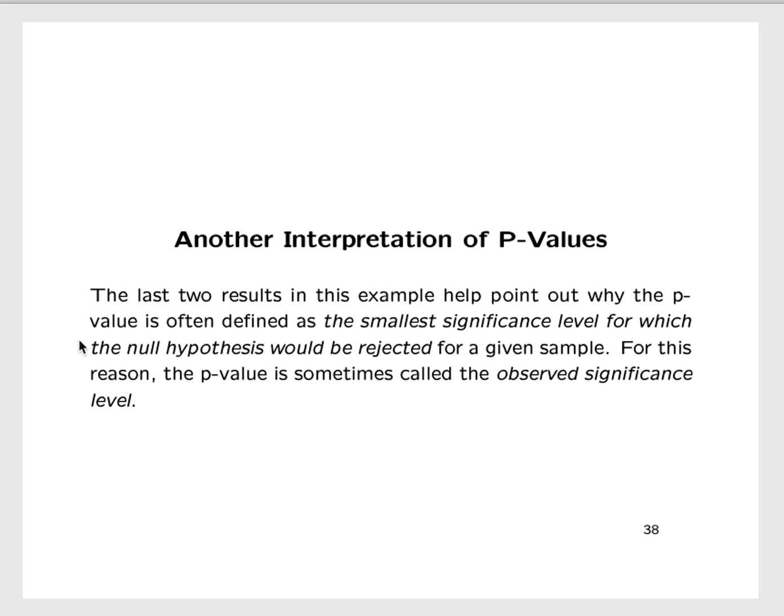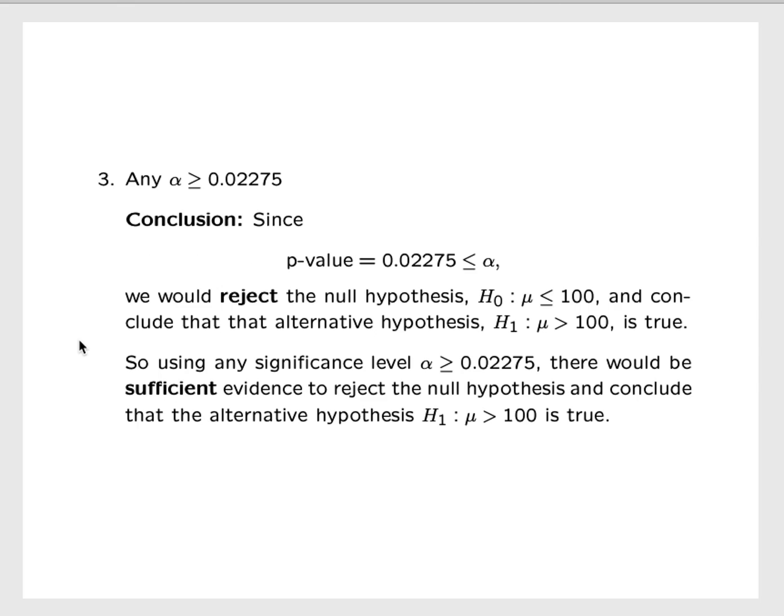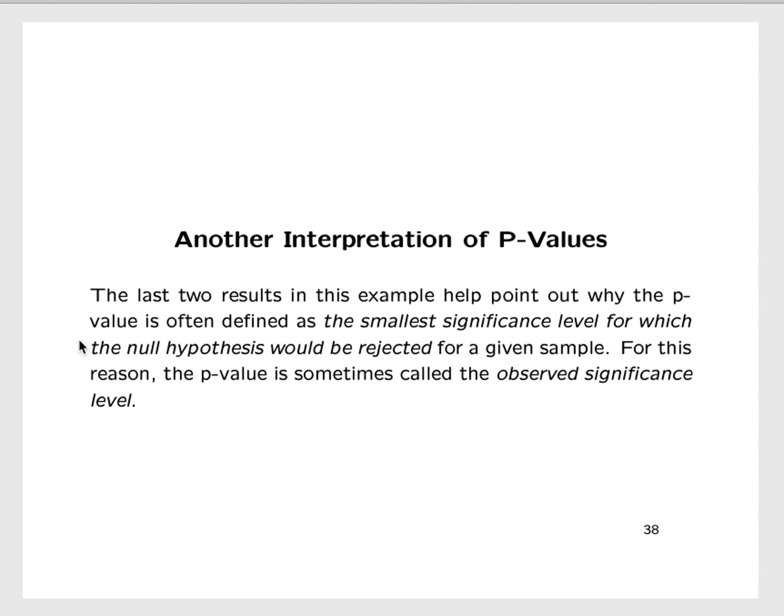So these last two results in that previous example, 3 and 4, help to show why the p-value is often defined or described as the smallest significance level for which the null hypothesis would be rejected for a given sample. That is sometimes the way that a p-value is defined, and it's a useful way to think about it: the p-value is the smallest alpha, the smallest significance level for which the null hypothesis would be rejected for a given sample. Because of this, the p-value is sometimes called the observed significance level.